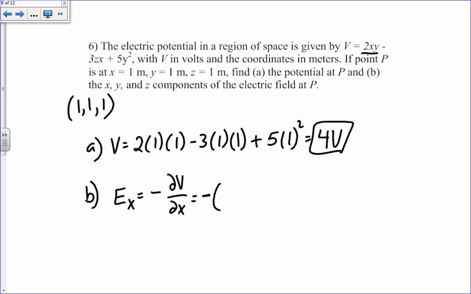All right, so the derivative of 2xy with respect to x is just going to be 2y. The derivative of 3zx is just going to be minus 3z, minus because I had a negative sign here. And then 5y squared doesn't have an x on it at all, so we just treat that as a constant, and the derivative of any constant, since it doesn't change, the derivative tells how much something changes, is 0. So that's it. Ey in a similar way.